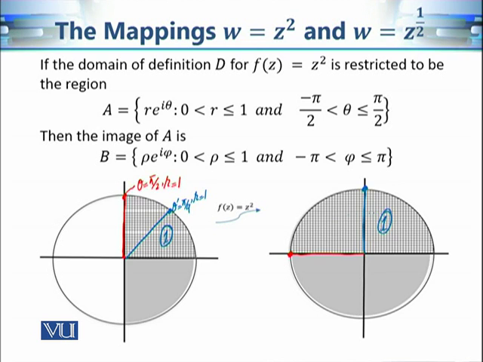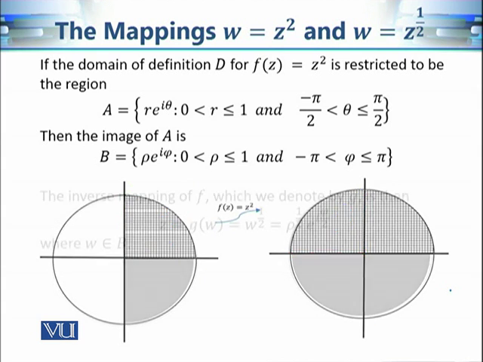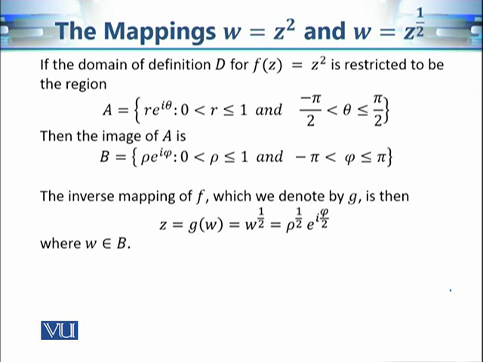So it will be mapped onto this shaded area 1. And similarly, this grayish area will be mapped onto this grayish area. So this region 2 will be mapped onto this region 2. Now let's talk about the inverse of this function.